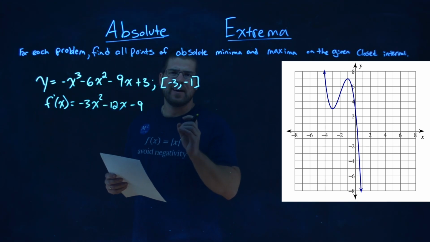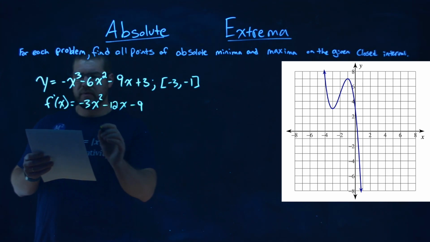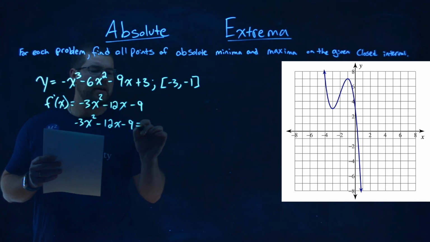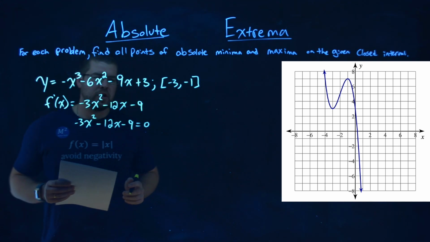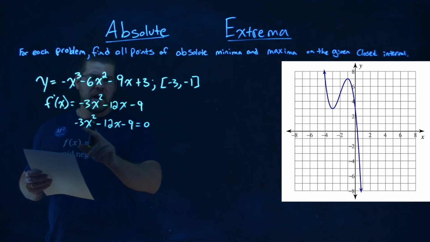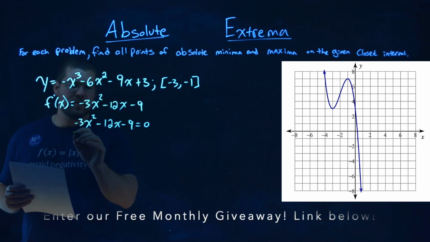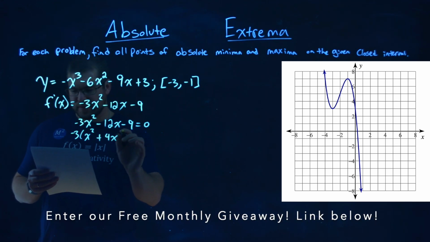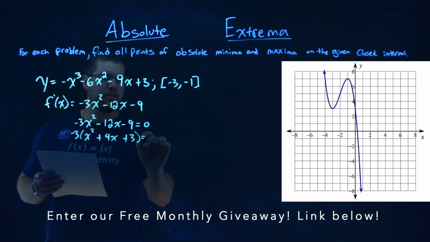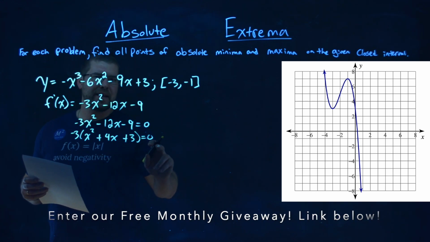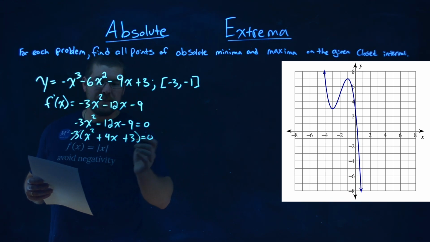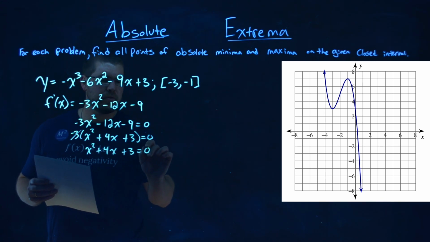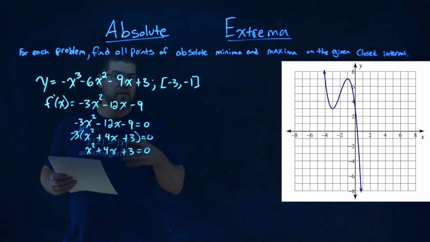From there, let's set our derivative equal to 0. We have negative 3x squared minus 12x minus 9 equals 0, and now we're solving for x here. I pulled out a negative 3 from all parts, so we have x squared plus 4x plus 3 equals 0. Divide both sides by negative 3, and we can just eliminate that. Now we need to factor.